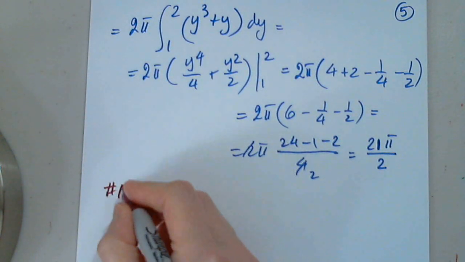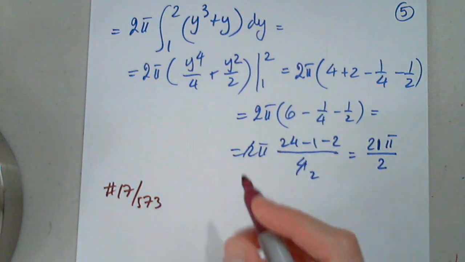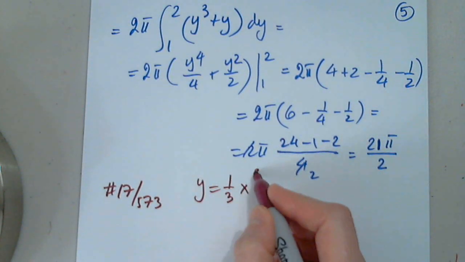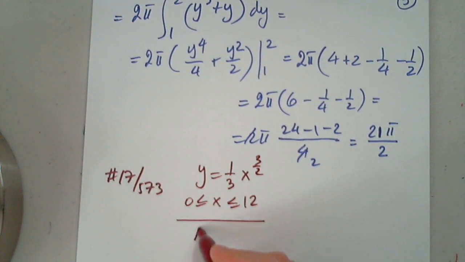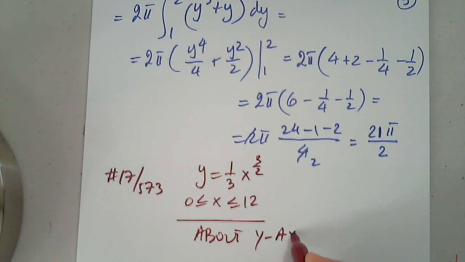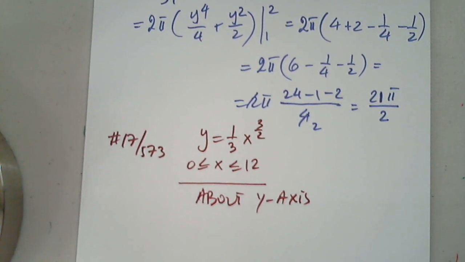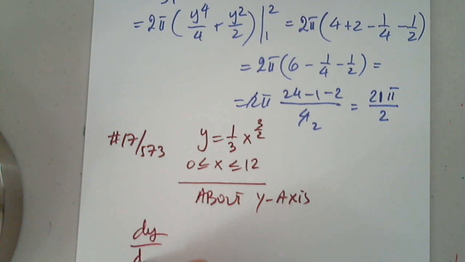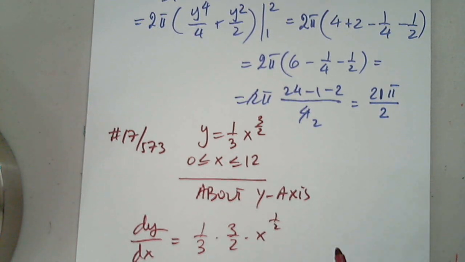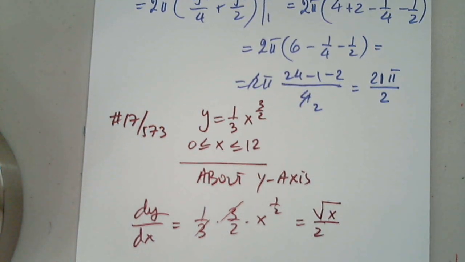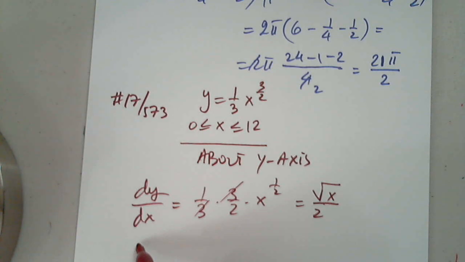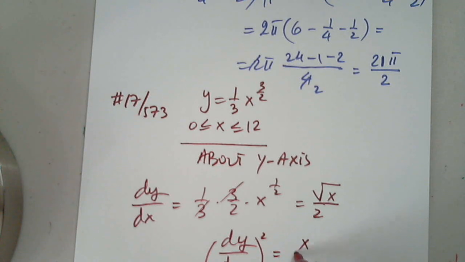Let's say 17 on 573. This time we have y equals 1/3 x to 3/2. We are given x between 0 and 12, and this time about the y-axis. Okay, so let's start with dy over dx, which is 1/3 times 3/2 times x to 1/2. So this is 1/2 the square root of x, or square root of x over 2. Okay, so then when I square this, (dy/dx) squared will be x over 4.